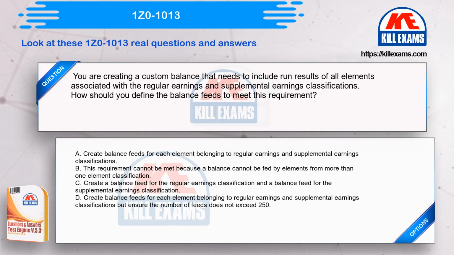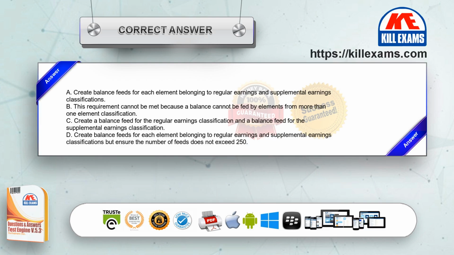classification. Option C. Create a balance feed for the regular earnings classification and a balance feed for the supplemental earnings classification. Option D. Create balance feeds for each element belonging to regular earnings and supplemental earnings classifications but ensure the number of feeds does not exceed 250. The correct answer is option C.